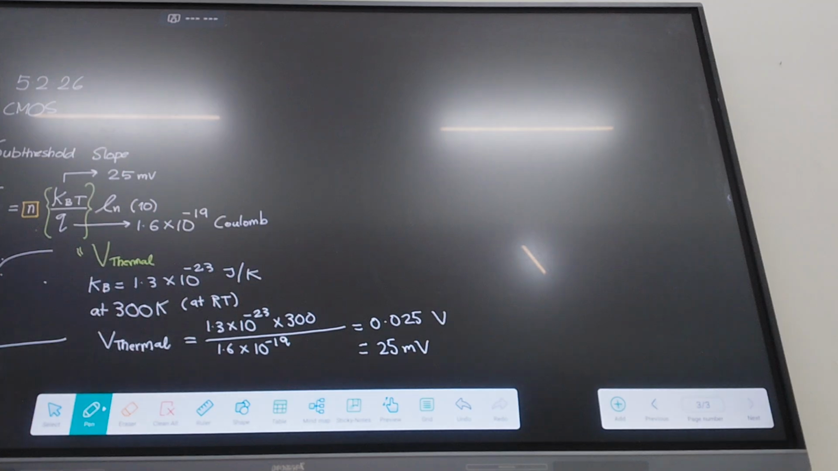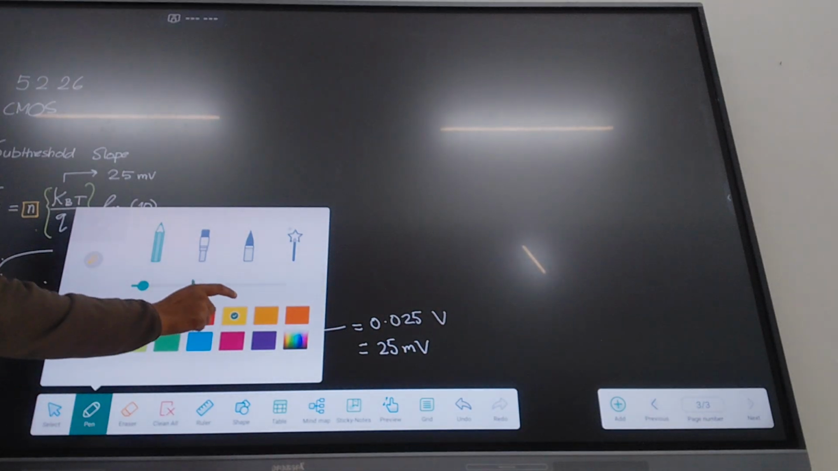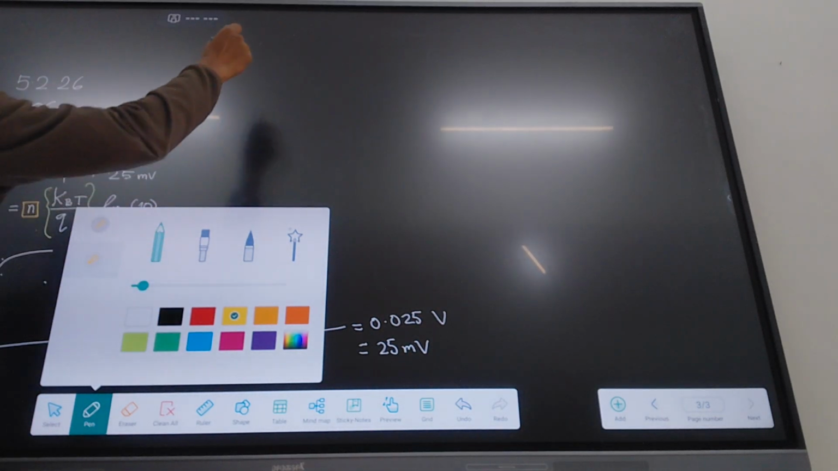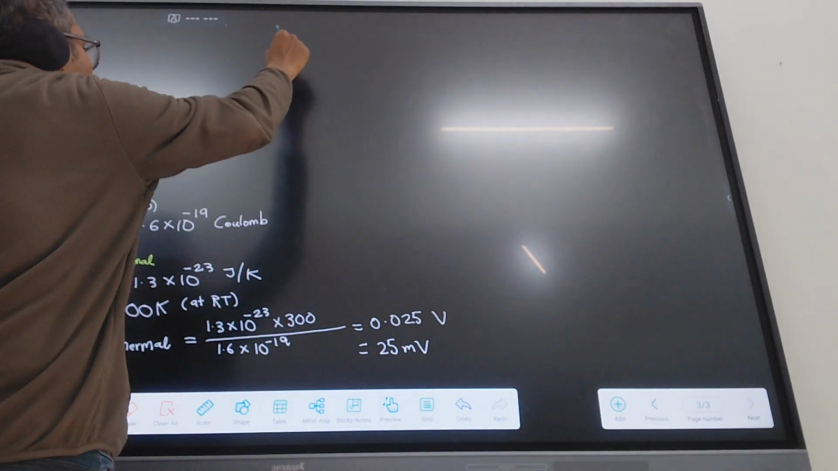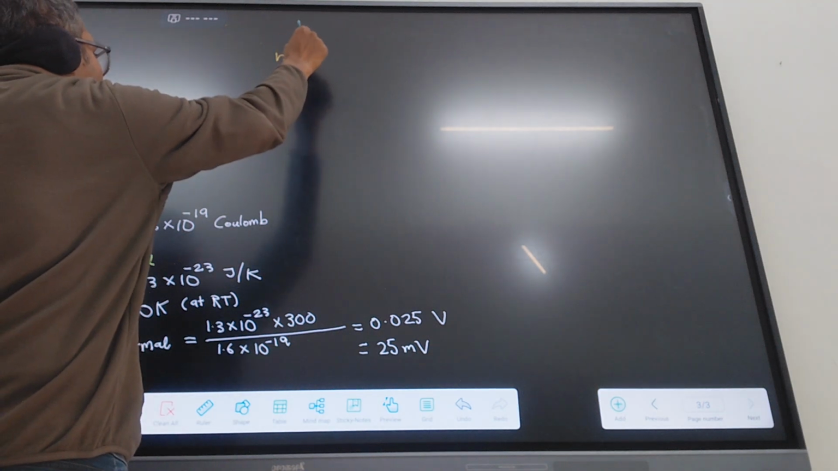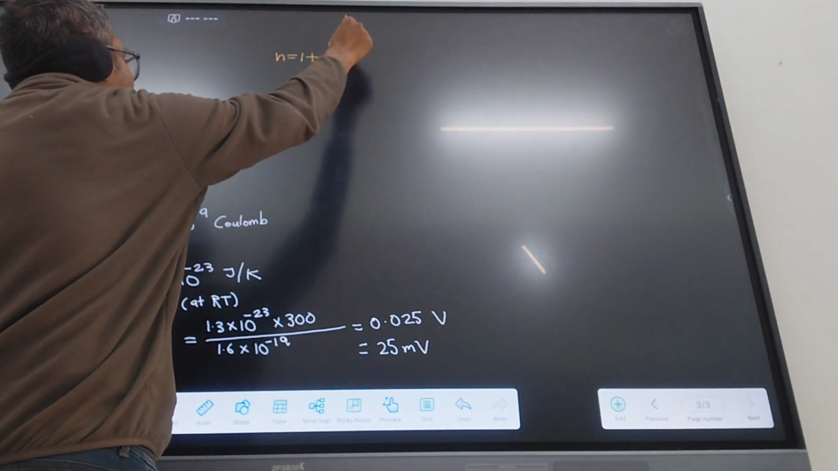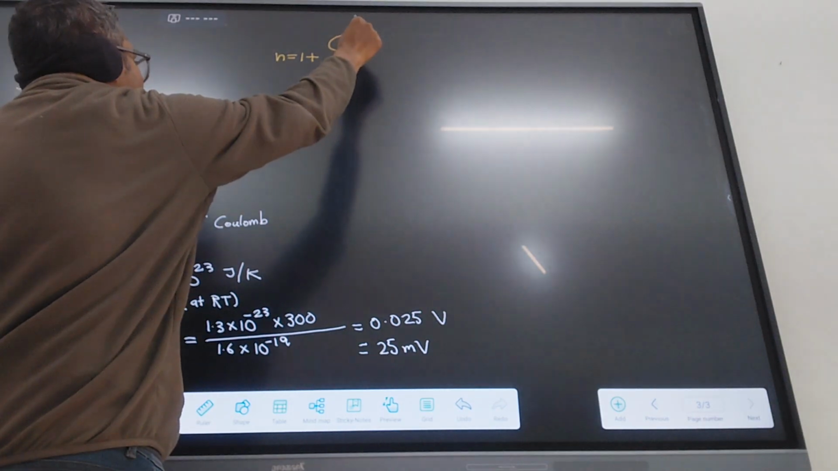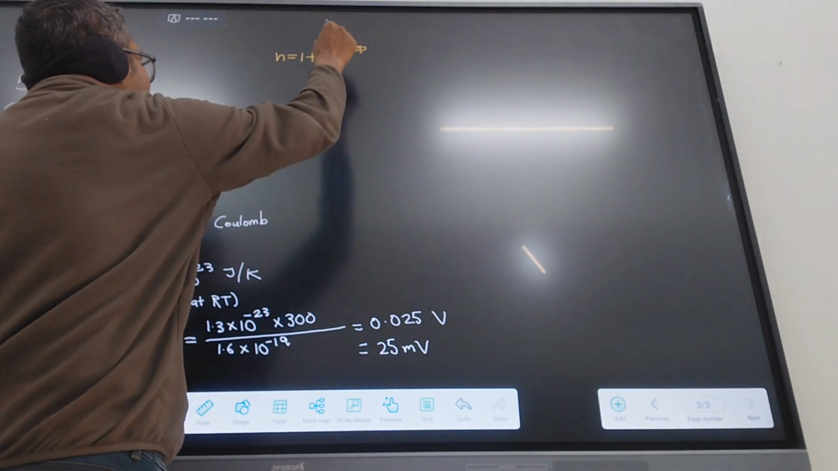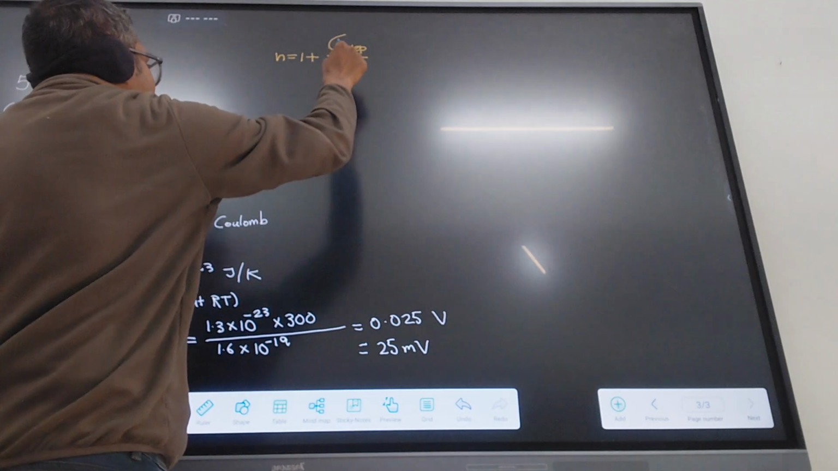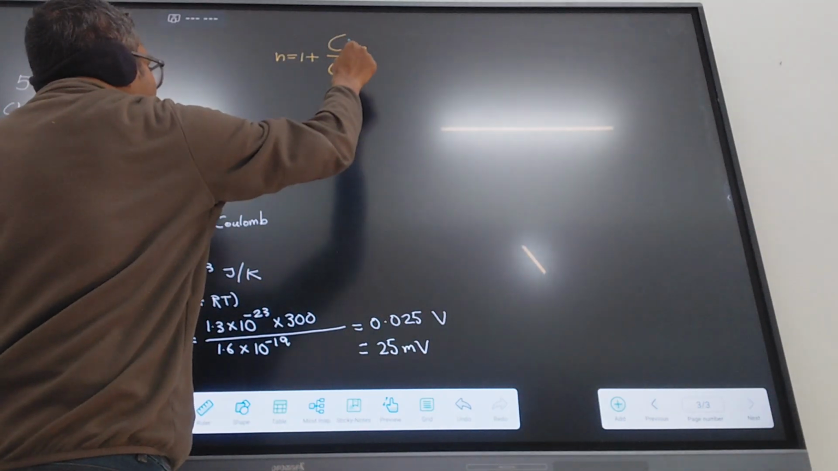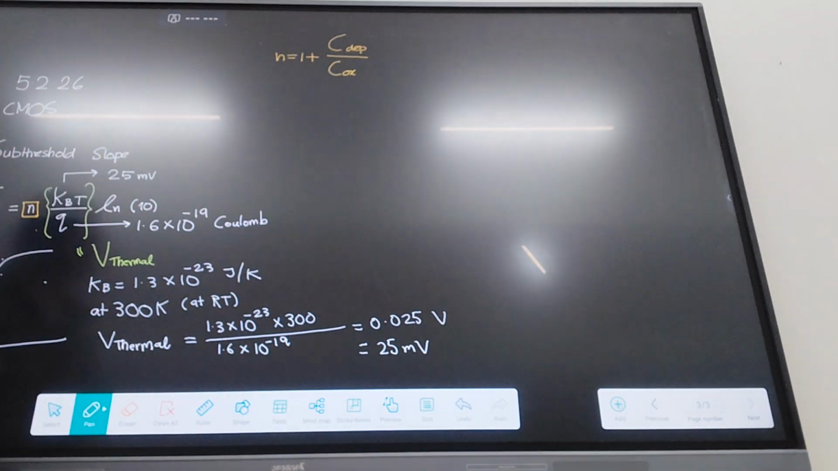What is this n? n is important here. Now n is equal to 1 plus the capacitance due to the depletion region divided by the capacitance due to the oxide region.